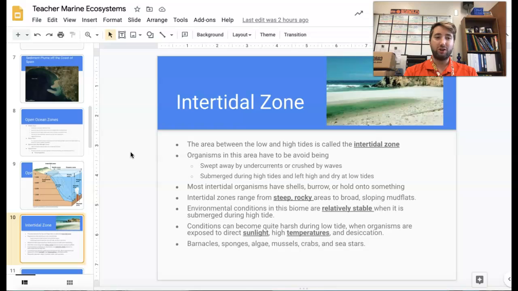When it's submerged during high tide, it's relatively normal, like the amount of salinity, the amount of sunlight, all that stuff, it's relatively stable. But then the conditions get really harsh whenever it's low tide, because the sun is really going to dry you out and desiccate you. So here are some examples of things that you might find here. We've got some barnacles. Barnacles are like clams. They anchor themselves to the sides of things. We've got sponges. They anchor themselves as well. Mussels, crabs, and then sea stars.